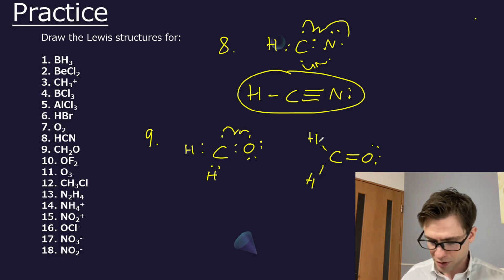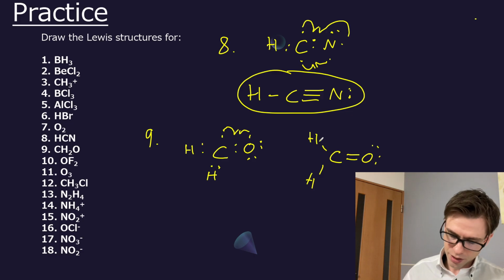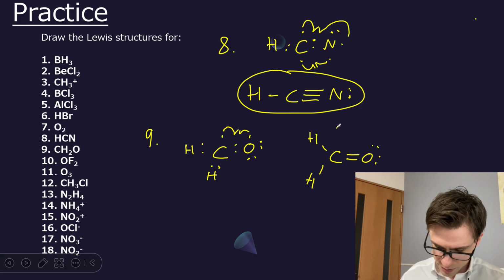Now carbon has its octet, 2, 4, 6, 8. Oxygen has its octet, 2, 4, 6, 8. That's all good.